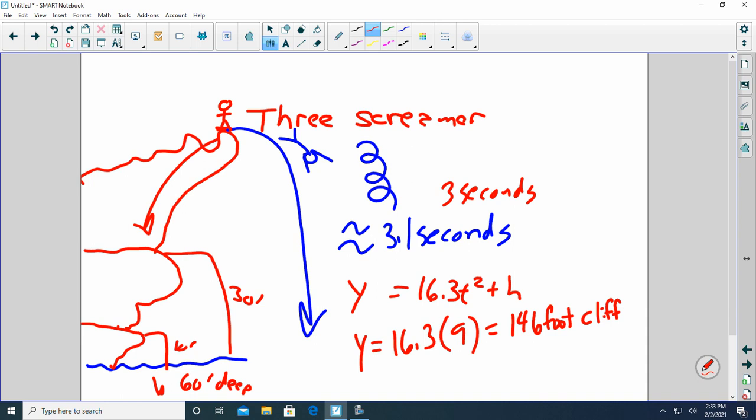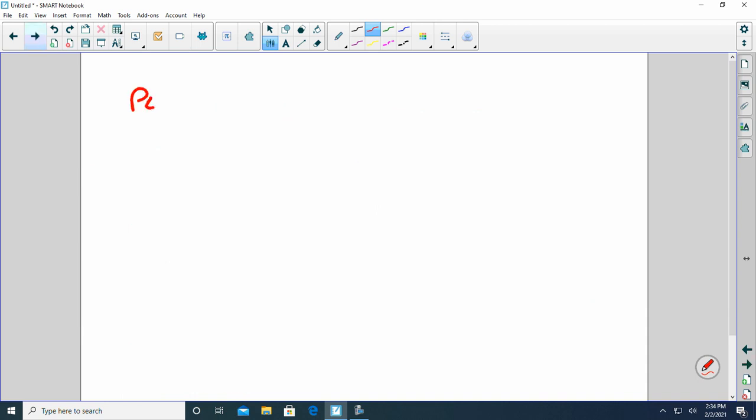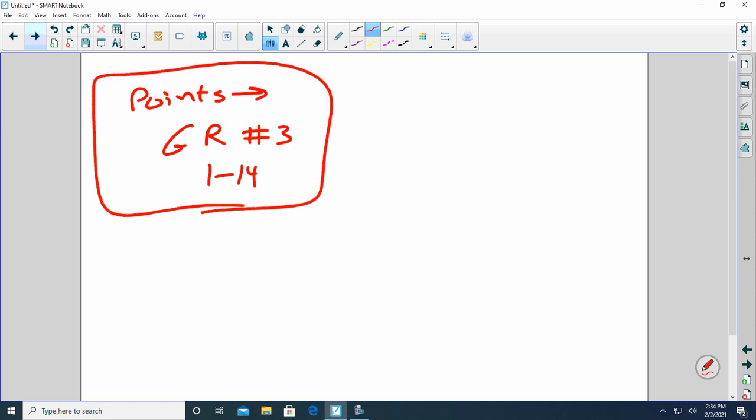All right, so my friends, why don't we give you all the opportunity to work on 1 through 14. I will take 1 through 14 for points. So it's only the first page. Graphing review number 3, 1 through 14. You have the rest of the period to work on it. Ask me about it.